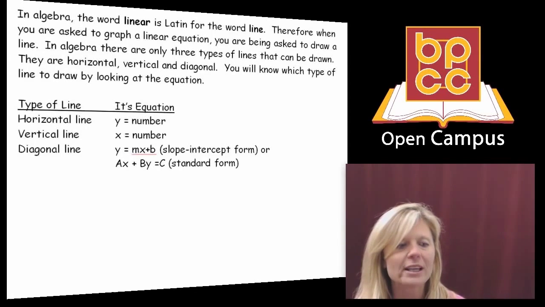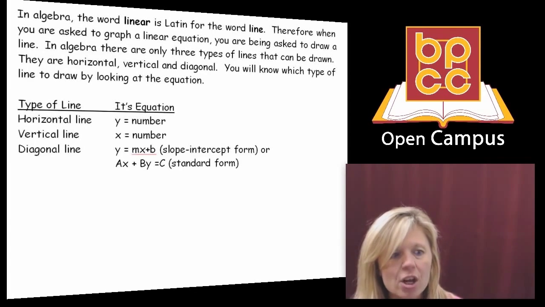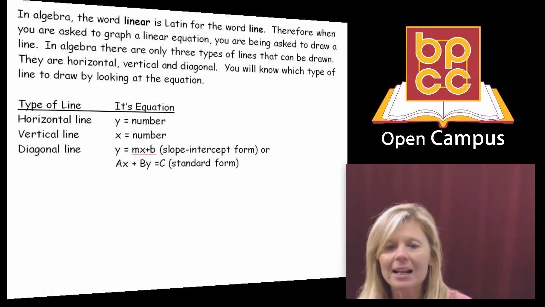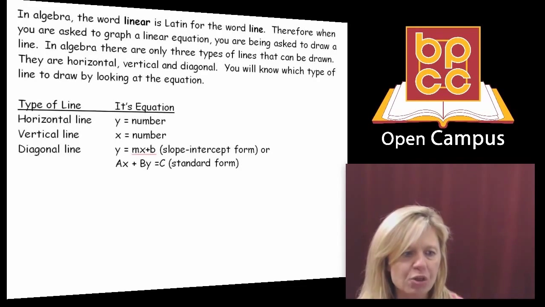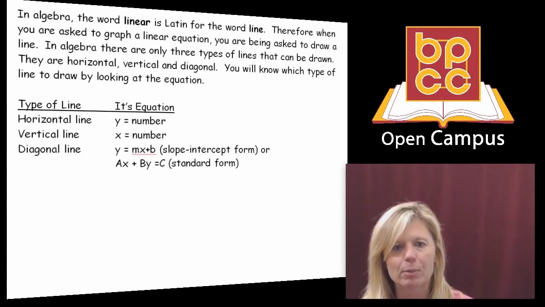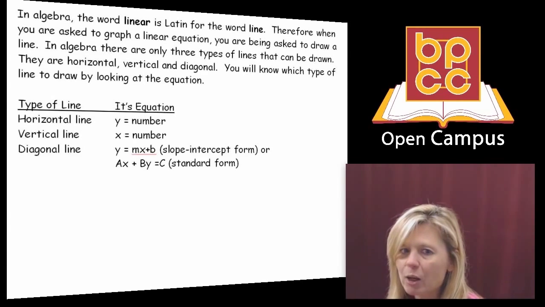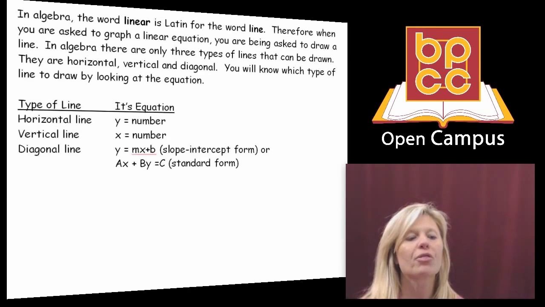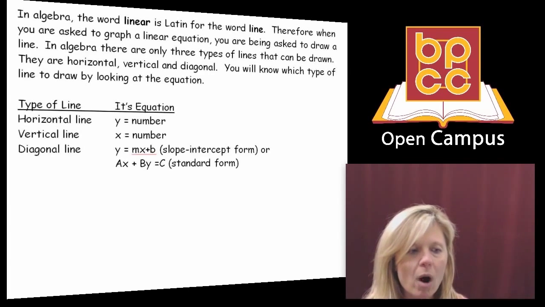A vertical line will only have in the equation the letter x. So if you see in your equation just the letter x, you're going to draw a vertical line. And a diagonal line will always touch both axes. It has both variables. So if you look, a diagonal line equation will have a y and an x. So that's the most important thing. Now, why is that important?